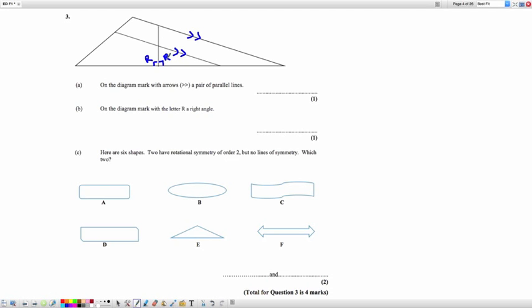We're then given 6 shapes and told that 2 have rotational symmetry of order 2, but no lines of symmetry. So they all have rotational symmetry of order 2, but 2 of the shapes do not have any lines of symmetry. Shape C and shape D. There are no lines of symmetry on these 2 shapes.